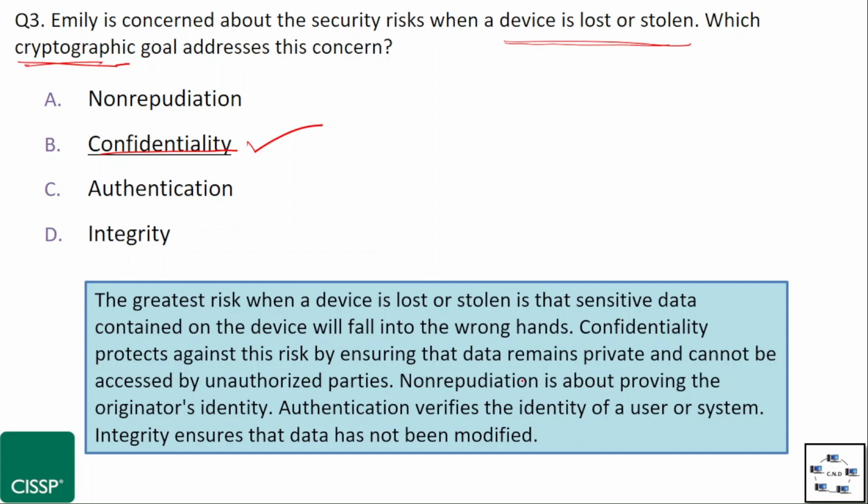Non-repudiation is about proving the originator's identity. Authentication verifies the identity of a user or system. Integrity ensures that data has not been modified.